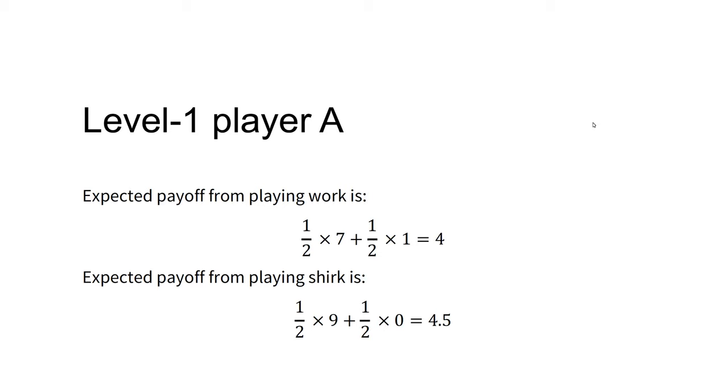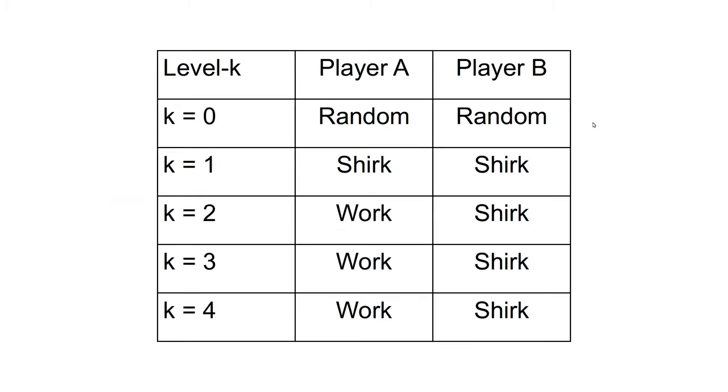For player B, their expected payoff from playing work is 1/2 × 4 + 1/2 × -1, which equals 1.5. Their expected payoff from playing shirk is 1/2 × 9 + 1/2 × 0, which equals 4.5. A level one player B also chooses to shirk. If a player has a dominant strategy, they discover it at K equals one. Any level K thinker will always use the dominant strategy for K greater than or equal to one. In that case, we know that any player B with K greater than or equal to one will shirk.